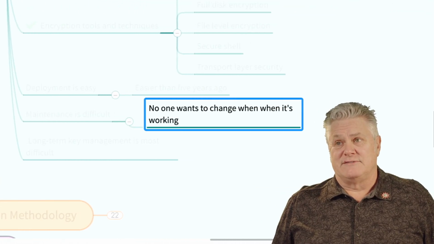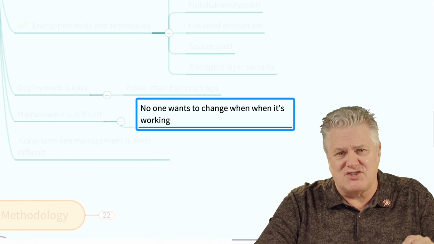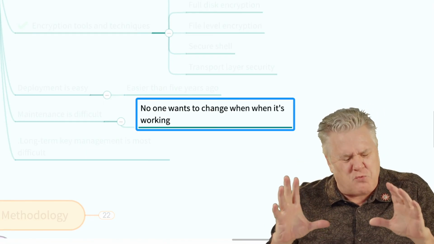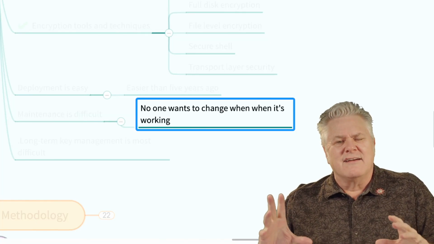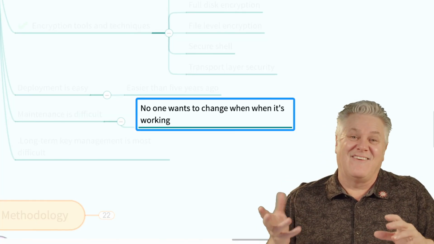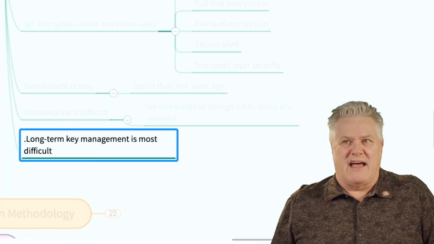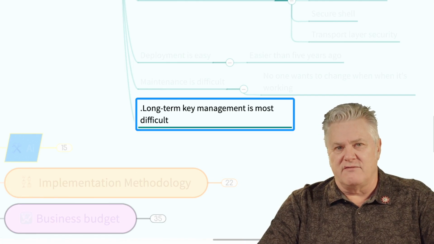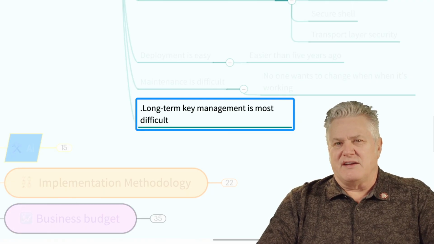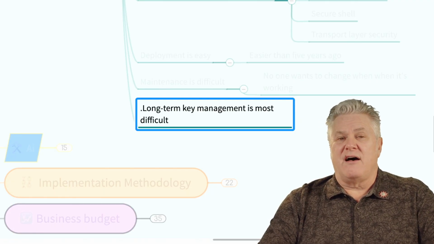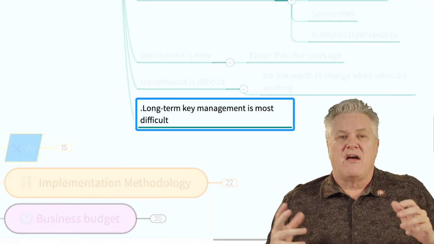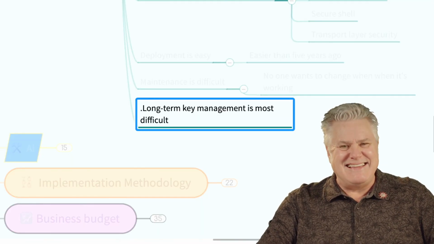Maintenance is difficult. And the reason is that nobody wants to change when it's working. It's like, we just got this thing set up. Can we not screw around with this? It's working. It was hard to get it working. Let's not screw with it. So you don't get upgrades as often as you would like to. The most difficult thing I find in all of this is long-term key management. It sucks to be us, especially with DNSSEC, where we have to update keys and talk with the PKI people very, very frequently. This is not an easy task.